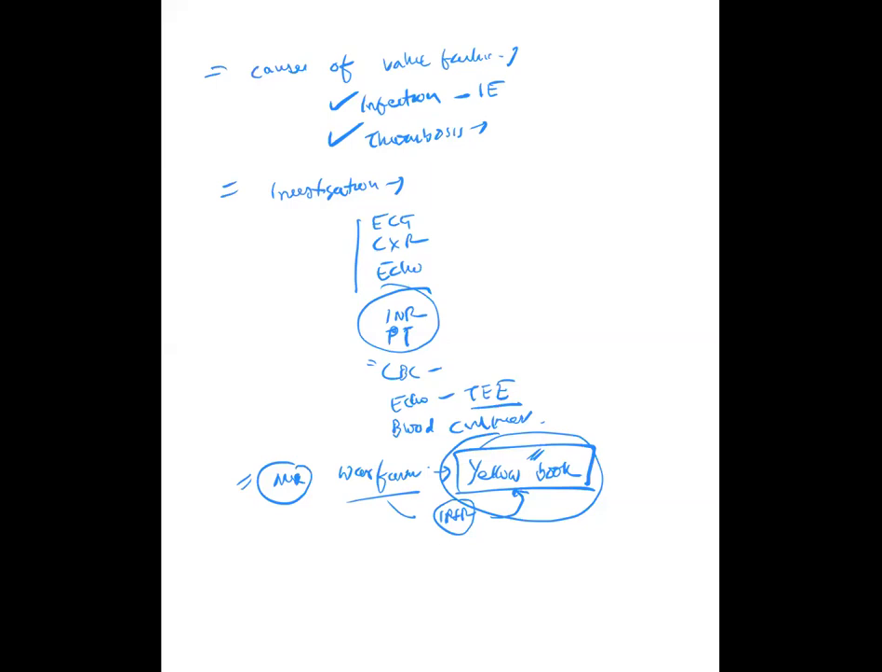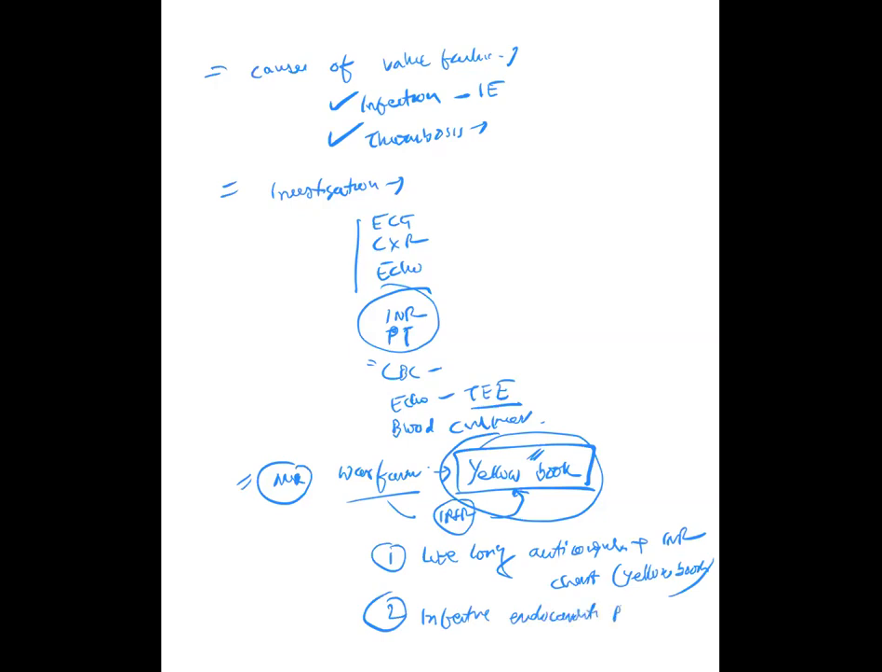Number one. Number two is infective endocarditis prophylaxis. The most important thing is lifelong anticoagulation, plus INR chart or yellow book maintenance, because not everywhere there is a yellow book. Number two is infective endocarditis prophylaxis. So there is lifelong anticoagulation with maintenance of the INR chart, and another thing is infective endocarditis prophylaxis.